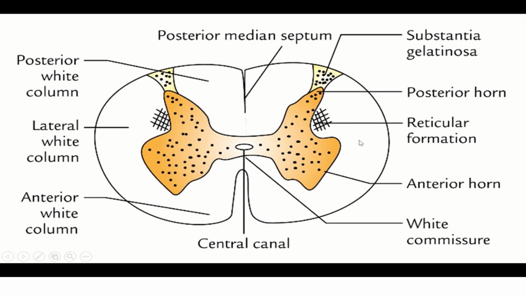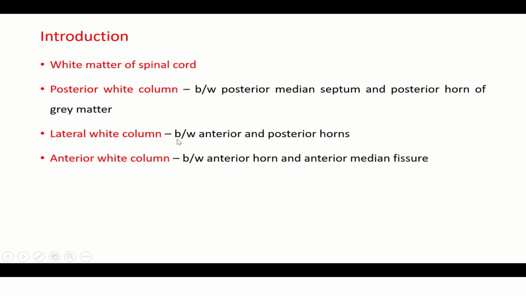You can see the lateral white column between the posterior horn and the anterior horn, and the anterior white column between the anterior median fissure and the anterior horn. So the lateral white column is between the anterior and posterior horns, and the anterior white column is between the anterior horn and the anterior median fissure. So three columns of white matter are present in the spinal cord.